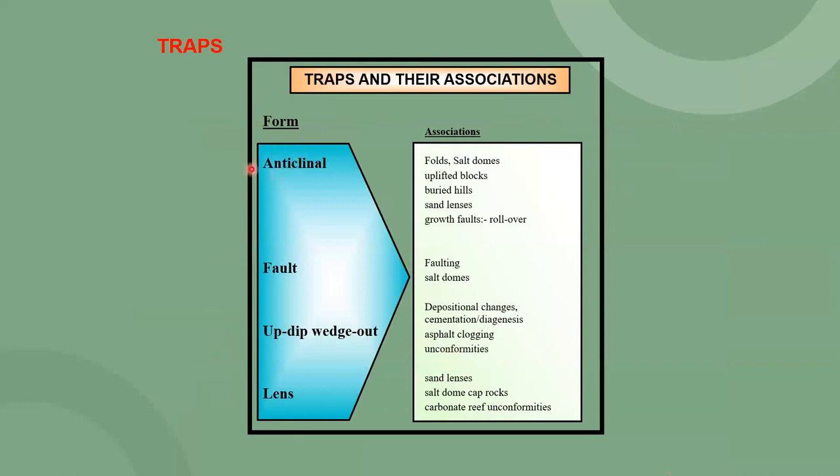So normally you have the anticline, which is normally known as the fold, or the salt dome, or the uplift block, or the buried hills, and also different types of structure. The second trap can be fault. In faulting, a fault can behave like a migration path, or sometimes it behaves like a trap, that I have shown in the last example, but I will show you another example as well. Then sometimes you have the up dip wedge out. So that is also one of the stratigraphic features.